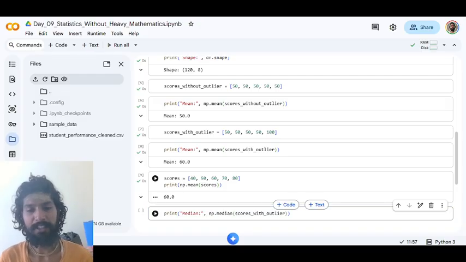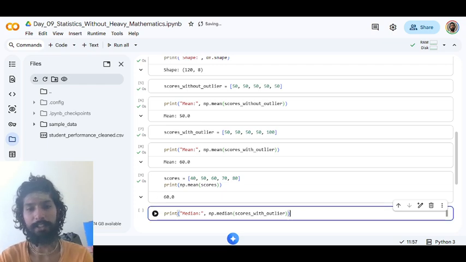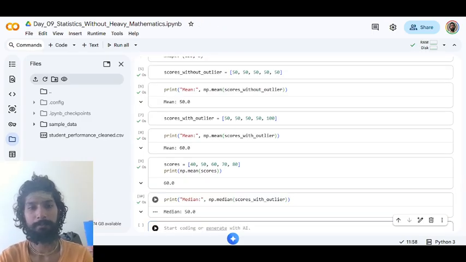Before running this cell, predict the output. The sorted values are 50, 50, 50, 50 and 100. The middle value is 50. Run the cell. The output is median 50. Notice the difference. The mean was 60 but the median is 50. The median is less affected by an unusually high or low value.